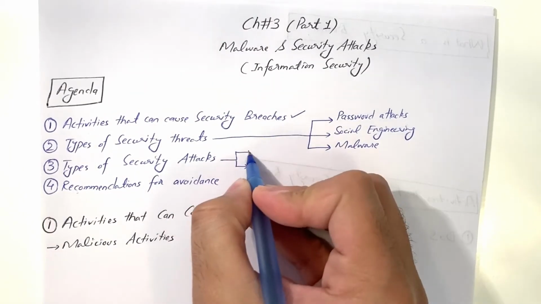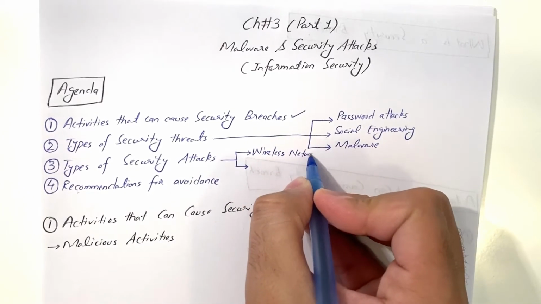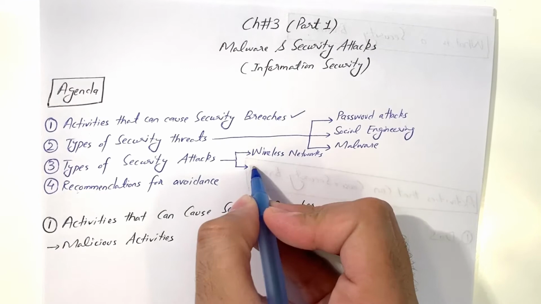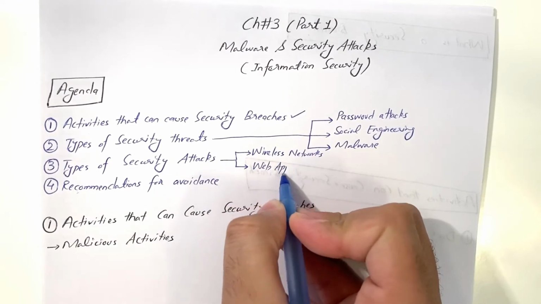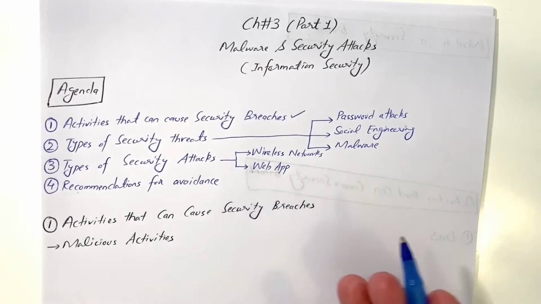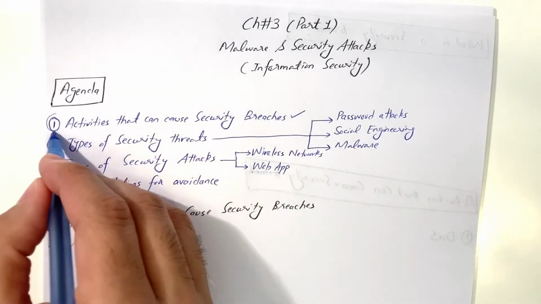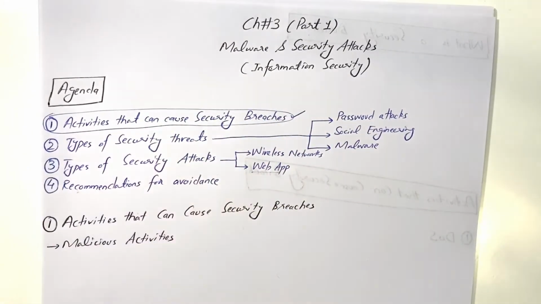And the third agenda item, which is about types of security attacks, we have 2 types of attacks to discuss. We will be discussing the wireless network attacks, and we will also discuss the web application attacks like cross-site scripting, XML injection, session hijacking, and stuff. SQL injection and all. So that's basically what we're going to discuss in the web application attacks. At the last, we will be discussing some solutions, recommendations, or countermeasures for avoidance of all those attacks. So in this video, we will be mainly focused on activities that can cause security breaches.